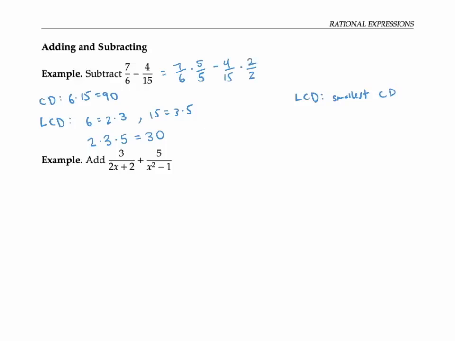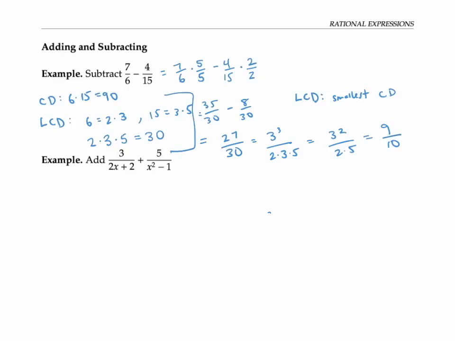Now I can rewrite this as 35/30ths minus 8/30ths, and now that I have a common denominator, I can just subtract my two numerators, and I get 27/30ths. If I factor, I can reduce this to 3 squared over 2 times 5, which is 9/10.